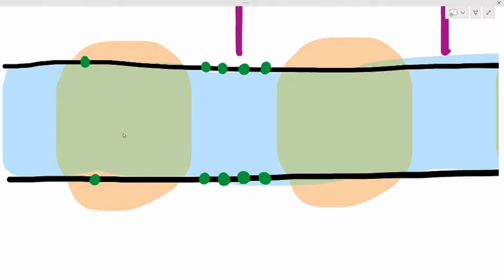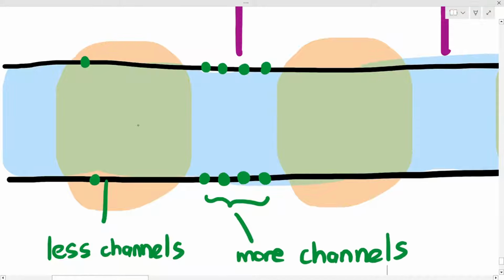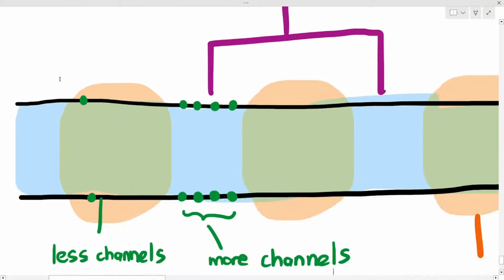So for this part, I want you to notice that for the part of the axon where it's myelinated, there are fewer sodium ion channels, and the nodes of Ranvier, which are not myelinated, have more sodium ion channels.